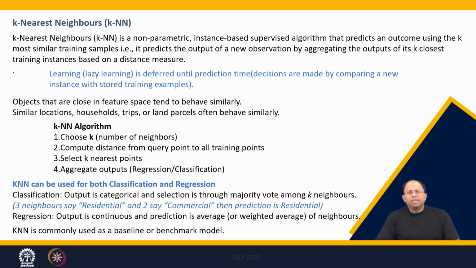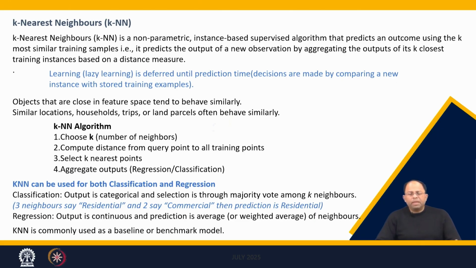So for example, there is a group of points and I want to predict for a new point. We would basically be looking into the nearest points which are there, and based on what class those points belong to, we will predict the class of the new point. So the learning is actually deferred in this particular case. So it is known as lazy learning until prediction time.